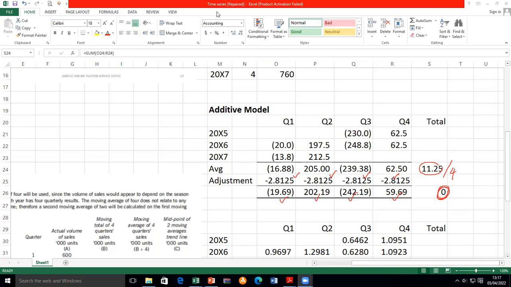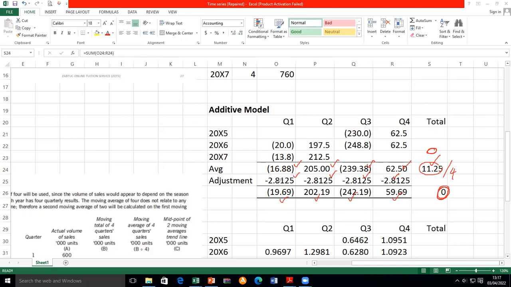Okay, Jesse, let's go through it again. When you add these figures, Jesse, this one, that one, that one, and that one, you're supposed to get a 0. You're supposed to balance off. But these ones give you 11.25. So what do you do? You take this one and split it between these 4 quarters. So you divide by 4.